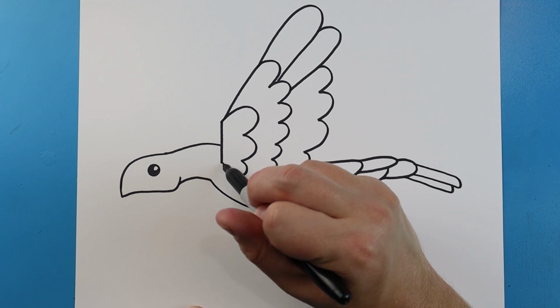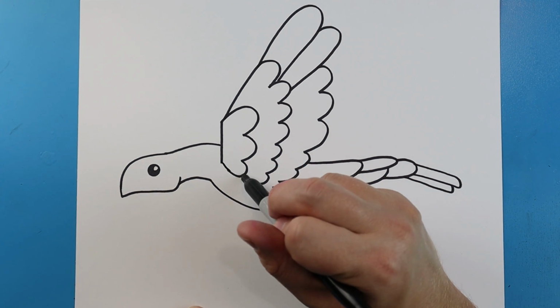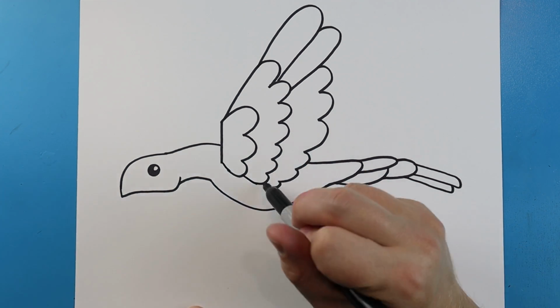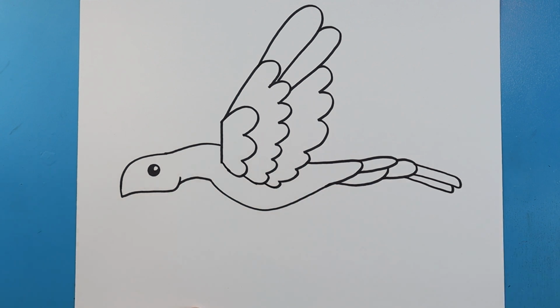Now starting here, I just want to connect this line. And I'm also going to connect this line. And also this line here for the wing.